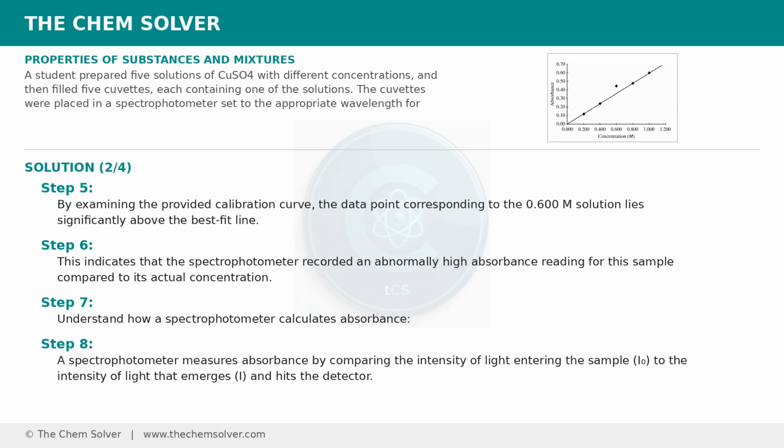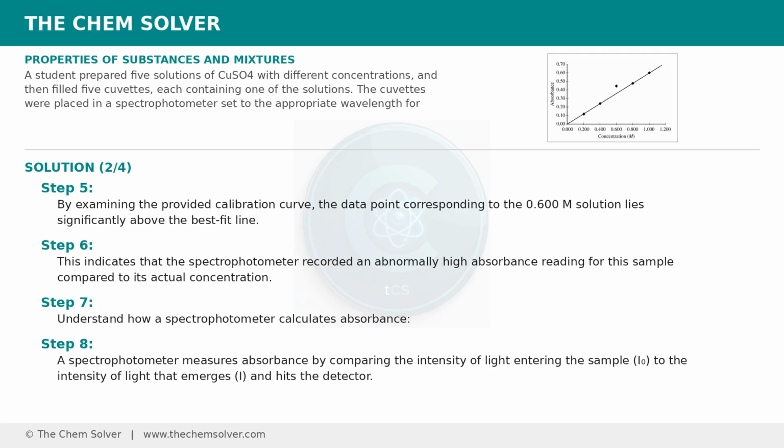By examining the provided calibration curve, the data point corresponding to the 0.600 molar solution lies significantly above the best fit line. This indicates that the spectrophotometer recorded an abnormally high absorbance reading for this sample compared to its actual concentration. Understand how a spectrophotometer calculates absorbance.